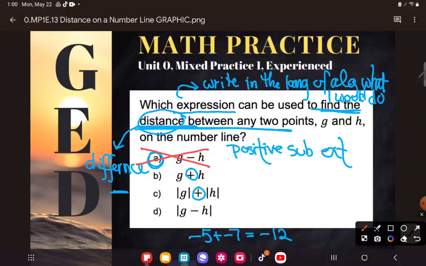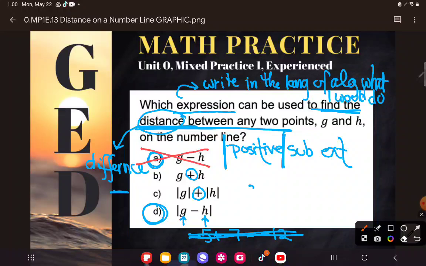Okay, so it's super duper important to understand, though, that there is a mathematical operation that says make your answer positive, and that is absolute value bars. So we need subtraction, but we need to take the positive answer of a subtraction expression. And so therefore, D is the correct answer here. Since I don't know which number is bigger, G or H, I can't be sure when I subtract them if the answer that I get is positive or negative.